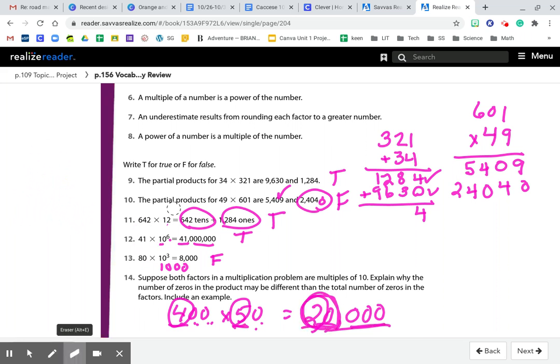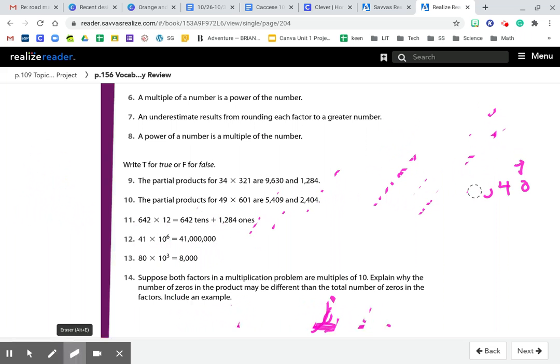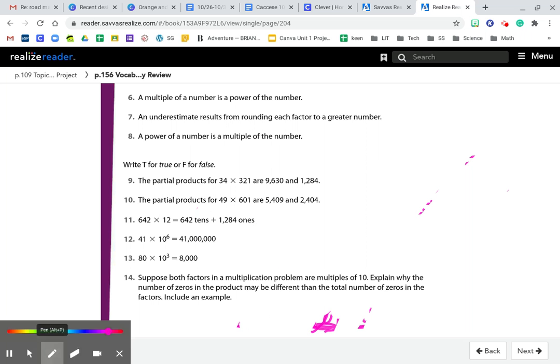Some kids trip up on that one. Like 2 times 5 is 10. There's no zeros in 2 or 5. Let me show you that. 2 times 5, are there any zeros in there? No. But 2 times 5 is 10, so you're going to wind up with a 0 in your answer.